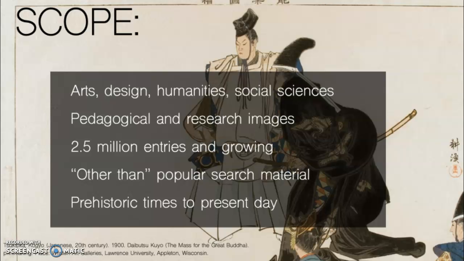The scope of ArtStore is from the arts, design, humanities, architecture, and social sciences fields, with 2.5 million entries of pedagogical and research images. We also pride ourselves on having images other than the popular source material, from a range of prehistoric times to present day.